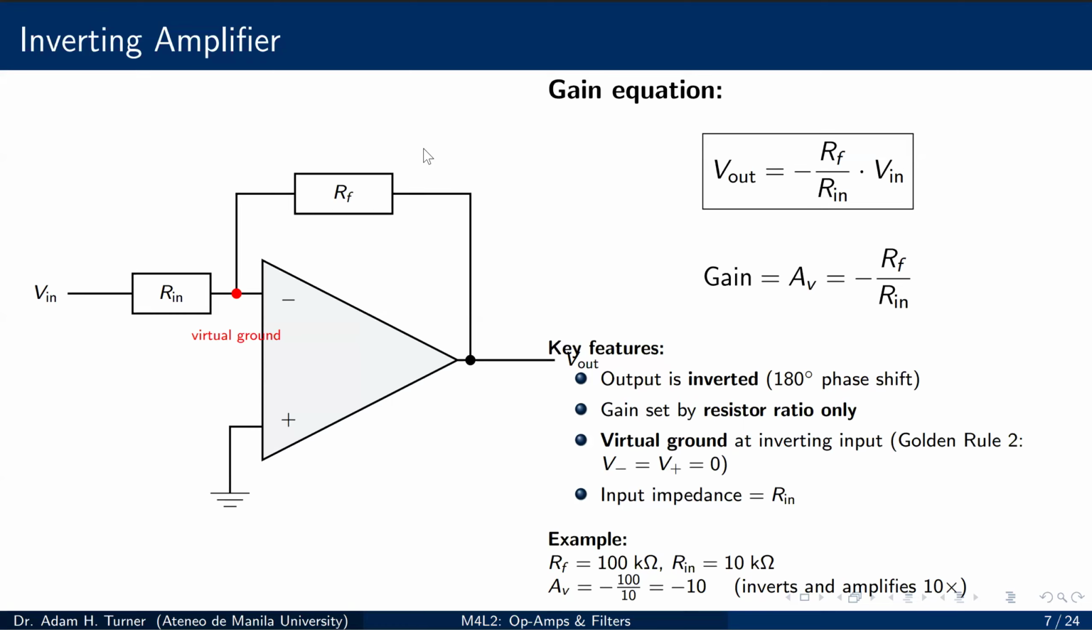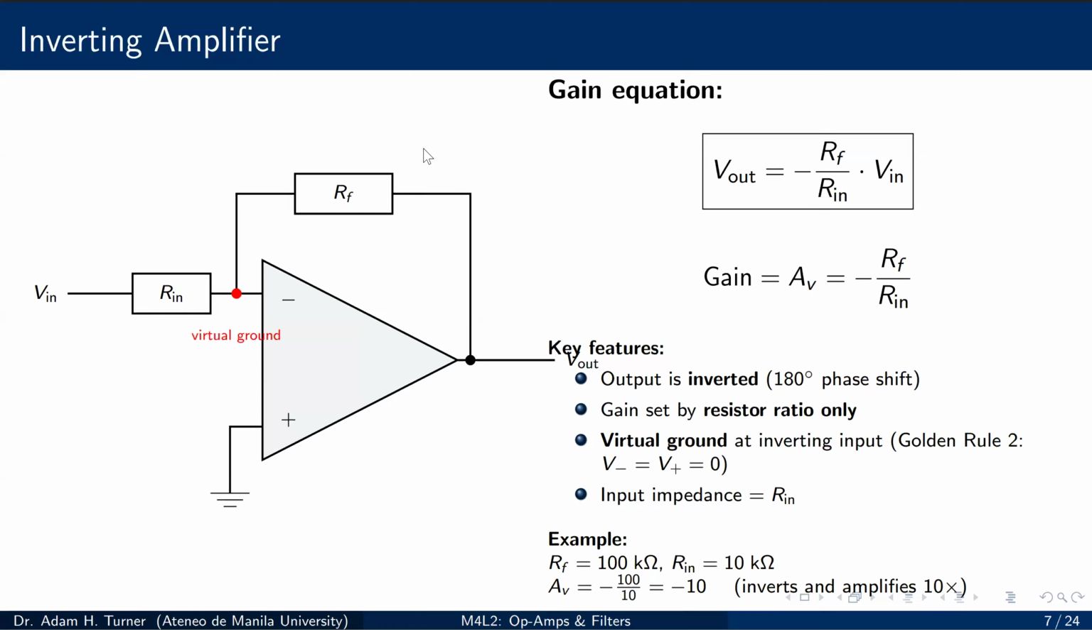The gain depends only on the ratio of two resistors, not on the op amp itself, not on the temperature, not on the signal frequency, just two resistors. That's why op amp circuits are so reliable. The negative sign means the output is inverted, flipped in polarity. If the input is positive, the output is negative, and vice versa. This is just a 180-degree phase shift. It doesn't lose any information.